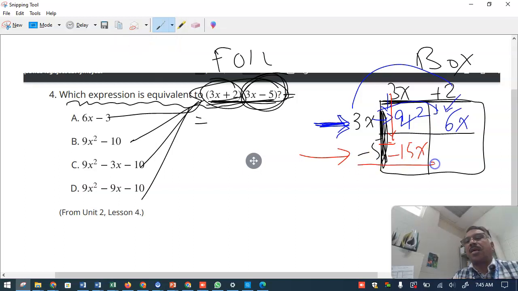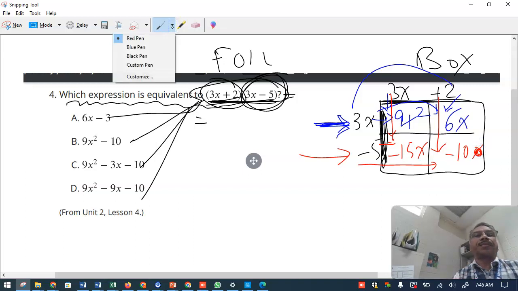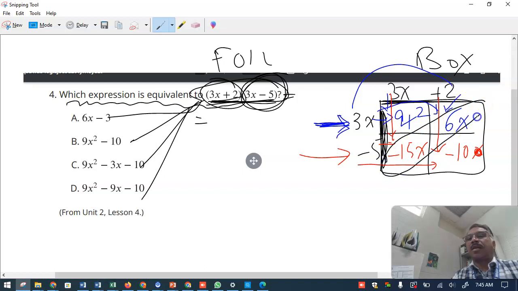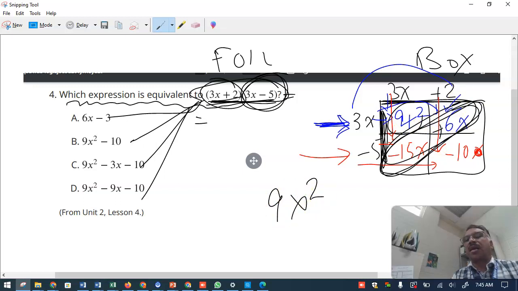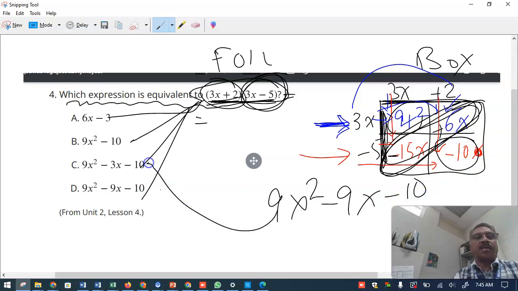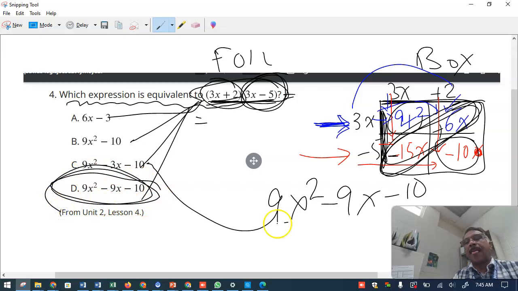And then this one, and this will give you negative 10x, right? So negative 10. And then you try to put this together because these are like terms. So 9x squared remains. This together will be plus 6x and that's minus 15, so you subtract and you get minus 9x. And this remains by itself, the number. And you can see it is this part, right? And you get the answer.